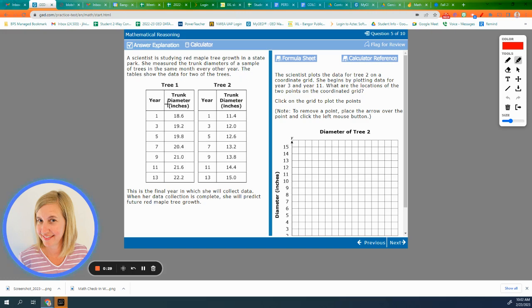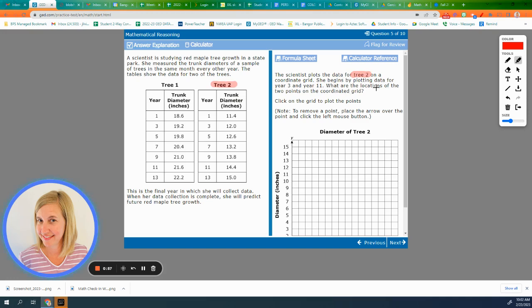So we've got tree 1, and it tells us what year she was collecting data, and then during that year, what was the trunk diameter for each of 2 trees. This is the final year in which she will collect data. When her data collection is complete, she will predict future red maple tree growth. And over here on the right, it says the scientist plots the data for tree 2. I'm going to highlight that because that's going to be important. We're going to be looking at tree 2, the table for tree 2, on a coordinate grid.